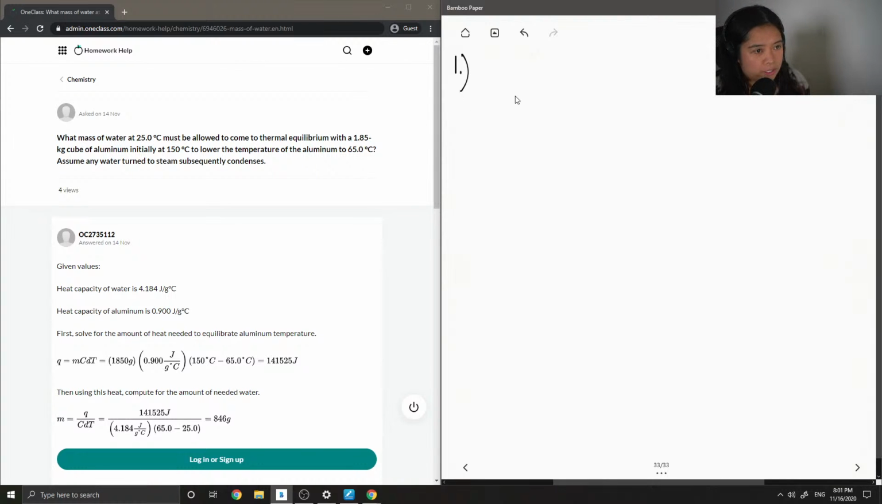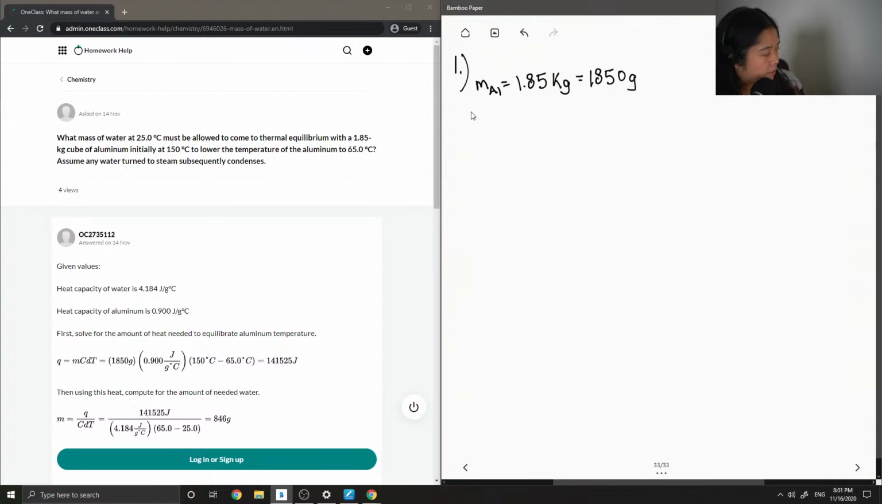Okay, so this question gives us a lot of different variables that will help us answer the question. So they give us the mass of aluminum. So it's an aluminum cube that weighs 1.85 kilograms. But I will convert this to grams. So 1,850 grams.